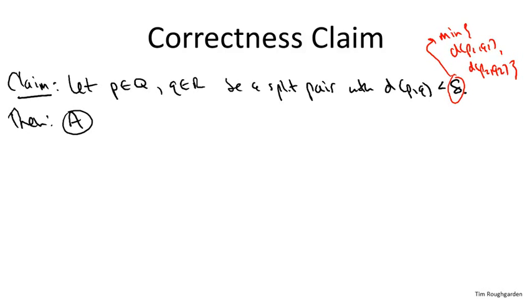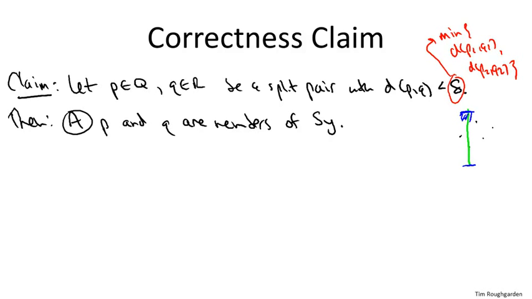So the claim has 2 parts. The first part, part A, says the following. It says that if there's a split pair p and q of this type, then p and q are members of Sy. Now let me just redraw the cartoon. So remember what Sy is. Sy is that vertical strip. And again, the way we got that is we drew a line through a median x coordinate, and then we fattened it by delta on either side, and then we focused only on points that lie in the vertical strip. Now notice our closest split pair subroutine, if it ever returns a pair of points, it's going to return a pair of points p, q that belong to Sy.